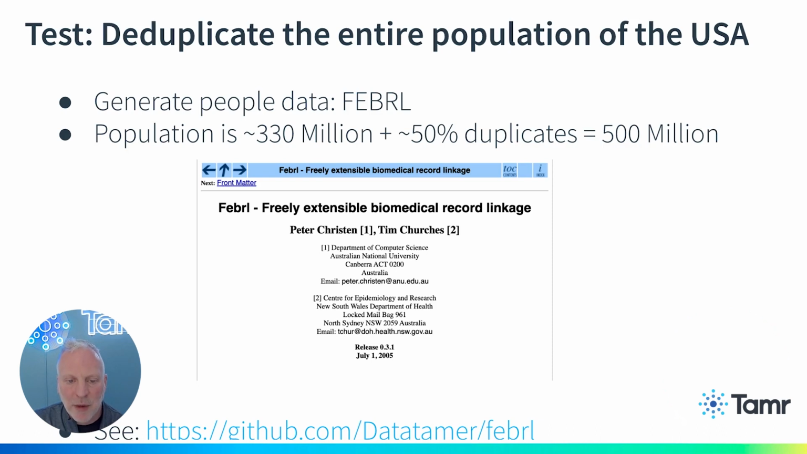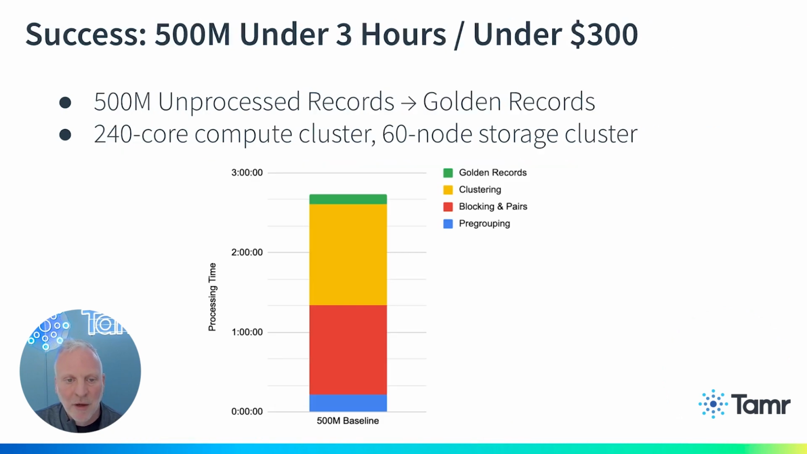This data generator is Febrile, and we can generate 330 million people records and add 50% duplication to get a total of 500 million records. And now we're going to perform entity resolution on those records. As a note, the default cluster size distribution from Febrile is a little bit conservative. In the real world, we find significantly larger clusters than what Febrile generates. So on our GitHub, you can find a version of the Febrile data generator that has been modified to generate larger clusters in its output. This actually makes the problem more challenging, not less.